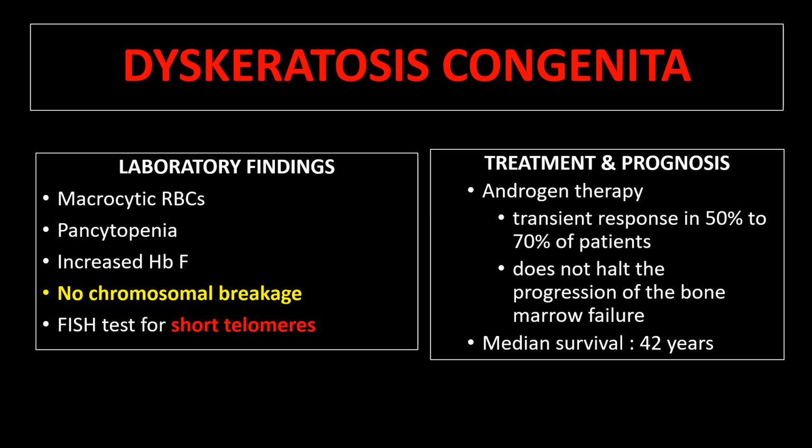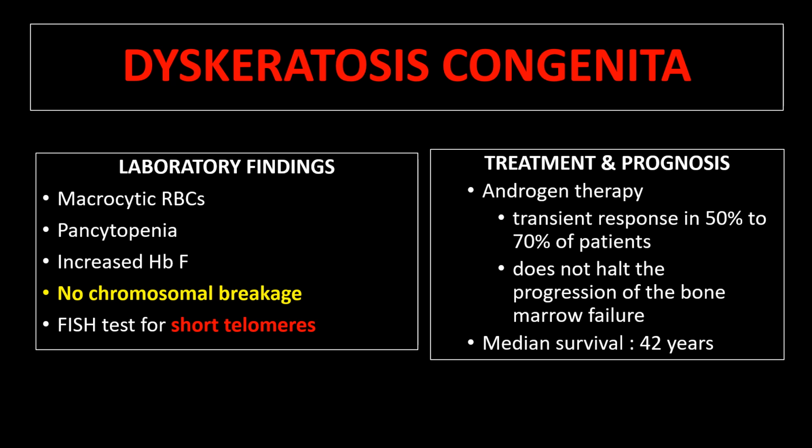We also have macrocytic red blood cells similar to your Fanconi anemia. We also have pancytopenia and increased hemoglobin F similar to your Fanconi anemia. But the difference between your Fanconi and your Dyskeratosis congenita is that in your DC, there are no chromosomal breakages. When we compare it to your Fanconi, we have chromosomal breakages. On your fluorescence in situ hybridization or FISH test, there is also presence of short telomeres.